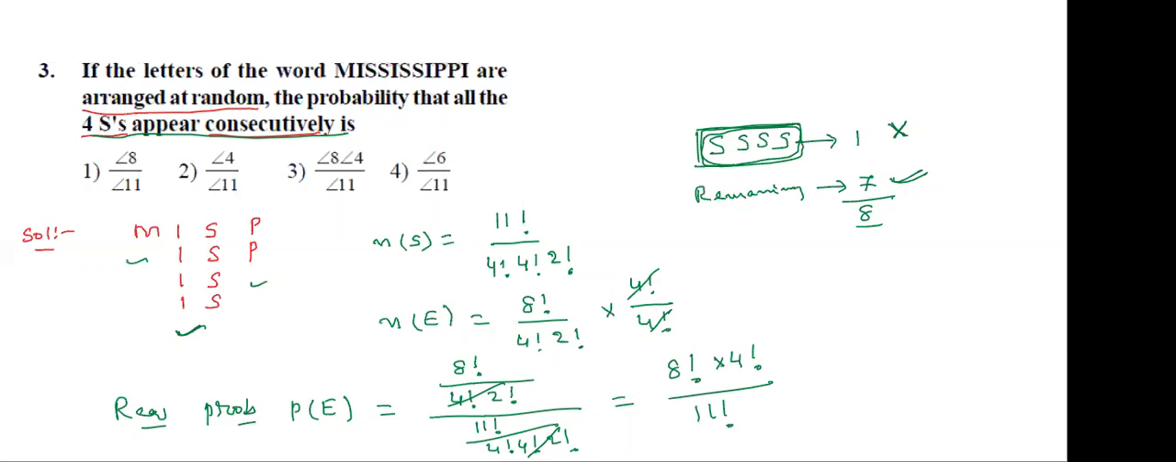See the options. 8 factorial we can write symbolically like this, or this. Don't think this is angle 8. Angles are denoted by capital letters only, not numbers, not small letters. Okay. So finally, 8 factorial, 4 factorial by 11 factorial means the third option is correct.